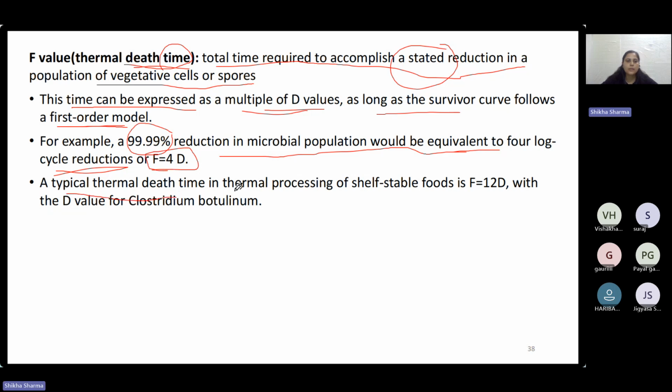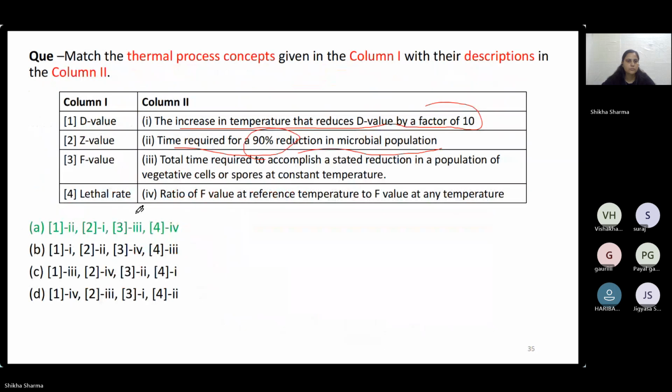A typical thermal death time in the thermal processing of shelf-stable food is F equals 12D. For foods we say are commercially sterilized, we do a 12D reduction, which usually kills Clostridium botulinum. So we take this value. So F value is the total time required to accomplish the stated reduction in a population of vegetative cells or spores at constant temperature.